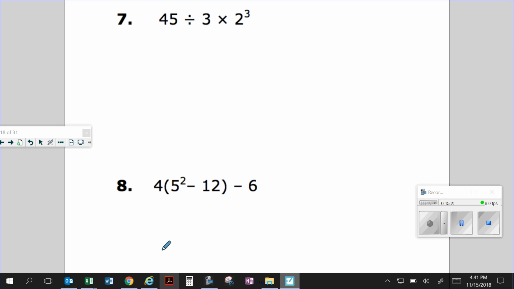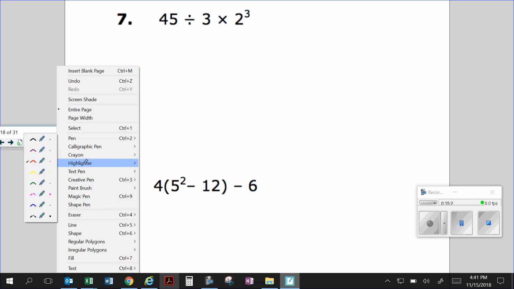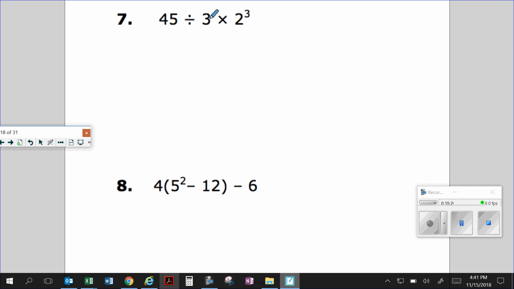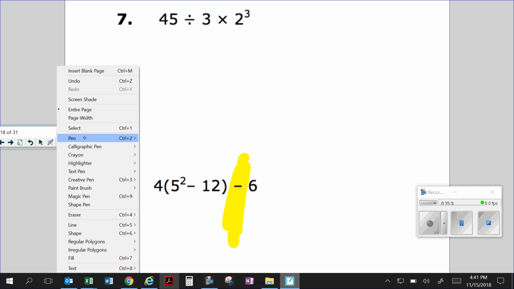Number 7 and number 8, get out your highlighter. Highlight any operator. Oh, none here. In here, I see one right here. Before you say, but what about here? Again, we're looking outside of grouping symbols. So let's look at number 7. Number 7, there is nothing, so we just solve. This is the whole term, so we just solve it as you see it.